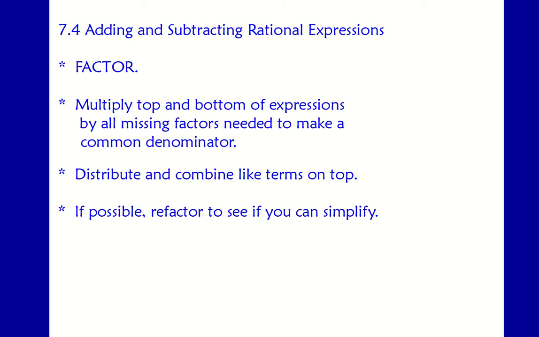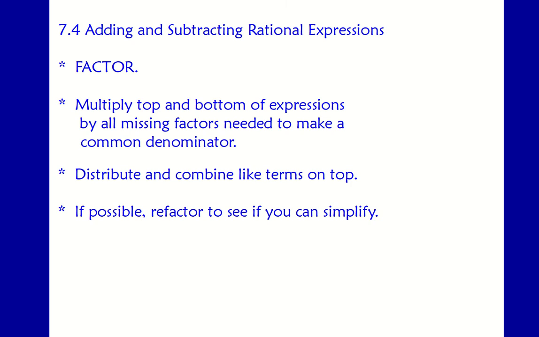So here are some steps to use as a general guide to follow. The first step would be to factor each piece, specifically in the denominator. And then we need to make a common denominator. The way that I phrase this is that we would multiply by the missing factor needed in order to make a common denominator, which you'll see as we do some examples. Then once we have a common denominator, we can actually add or subtract, write it all as one fraction, distribute, combine like terms on top, and then if possible, refactor to see if anything will simplify.